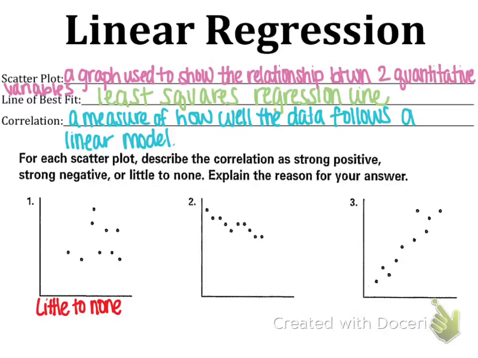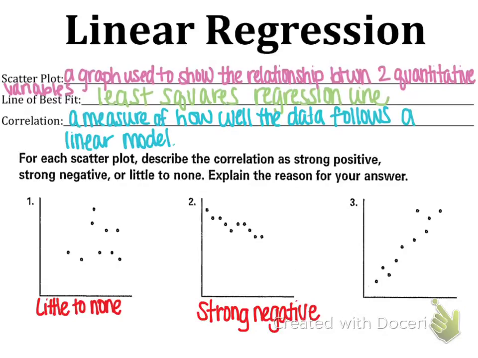Let's check number 2. Number 2 is much different. Number 2, all the points are very close together and they form a linear model, as we can see. And this would actually be a strong negative correlation because these points are decreasing from left to right.